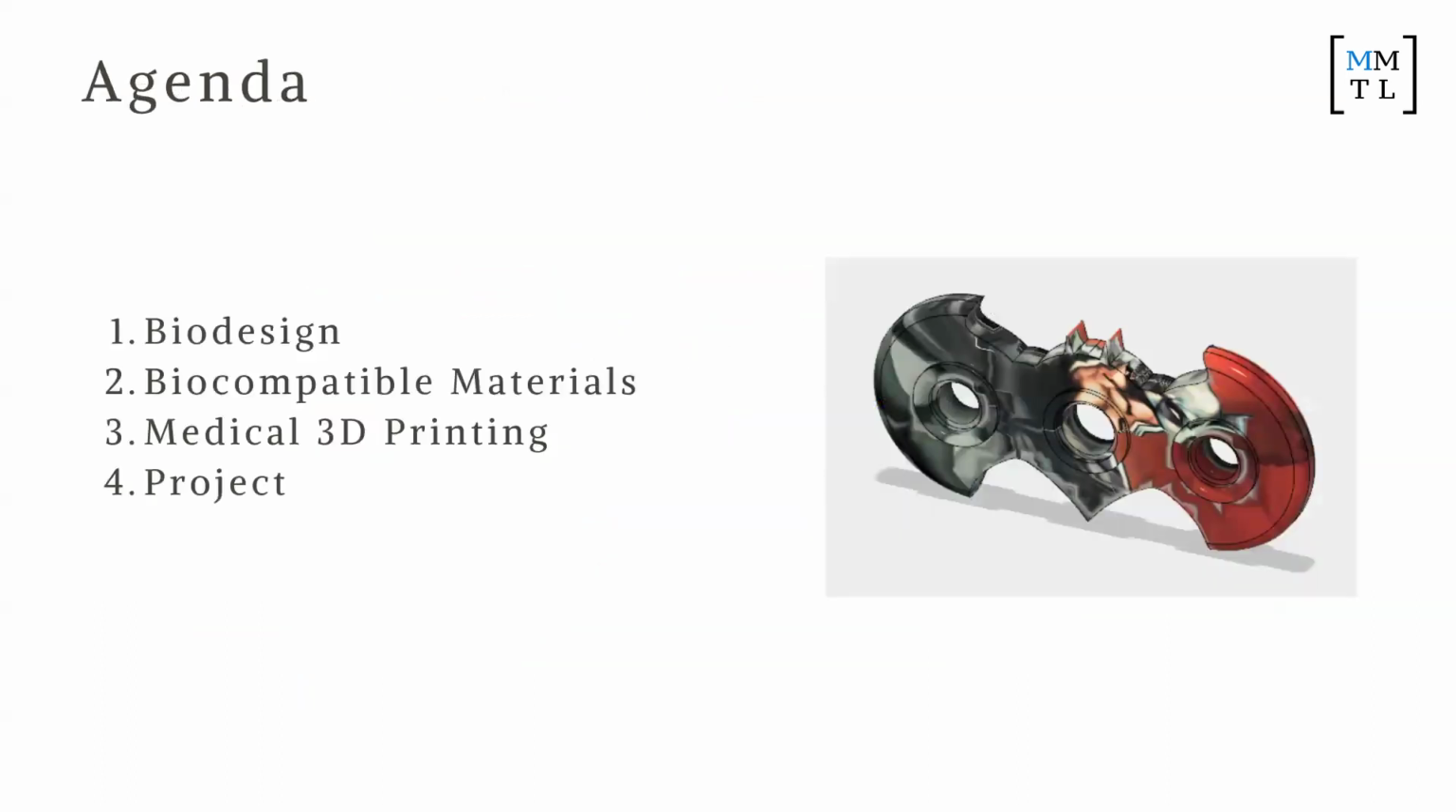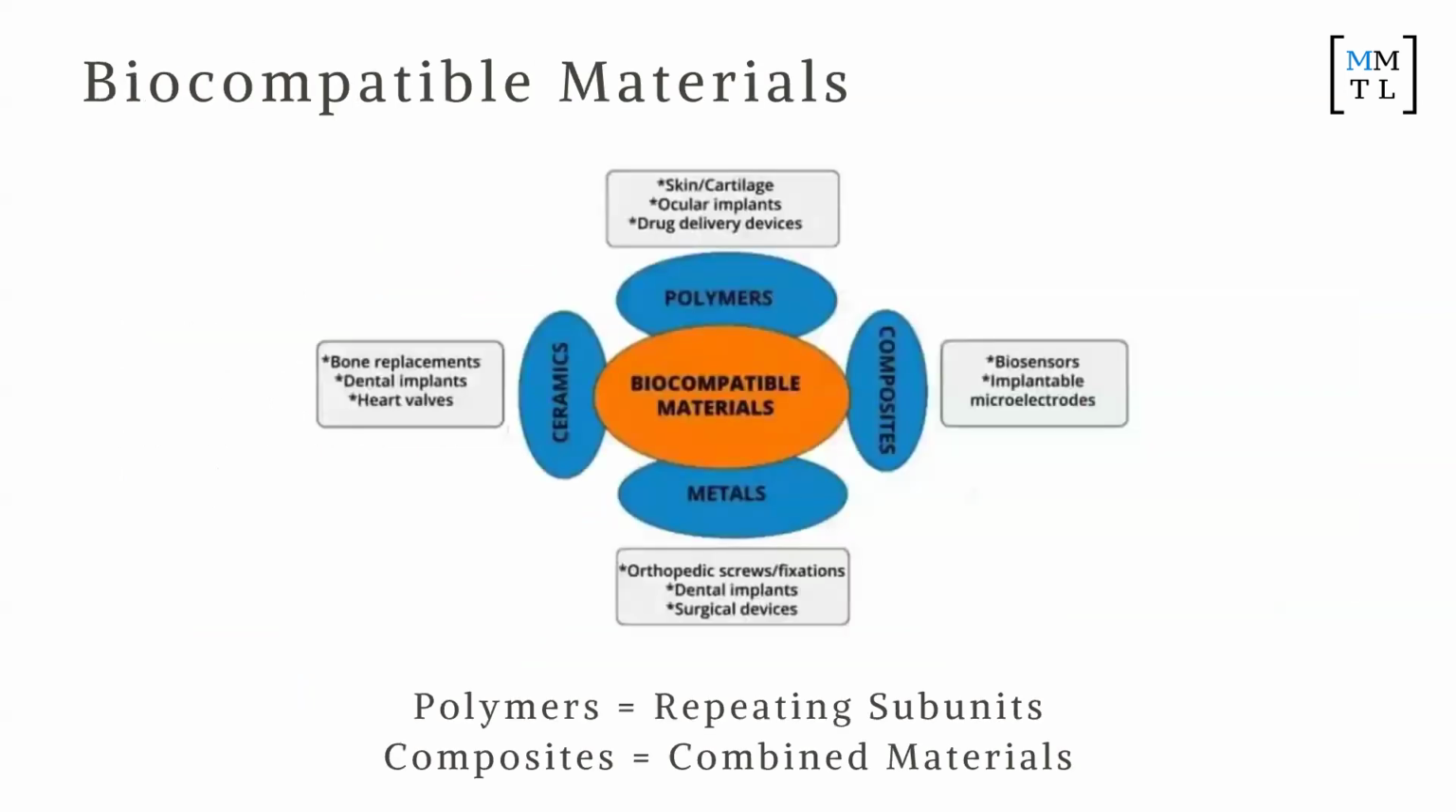All right, next is biocompatible materials. This is just a quick tour on biocompatible materials. There are 4 main classes that you can use for 3D printing. The first is polymers, which are essentially repeating subunits of a certain material. I didn't know what polymers were, so I looked it up. These are particularly great for things like skin, cartilage, eye implants, or drug delivery devices.